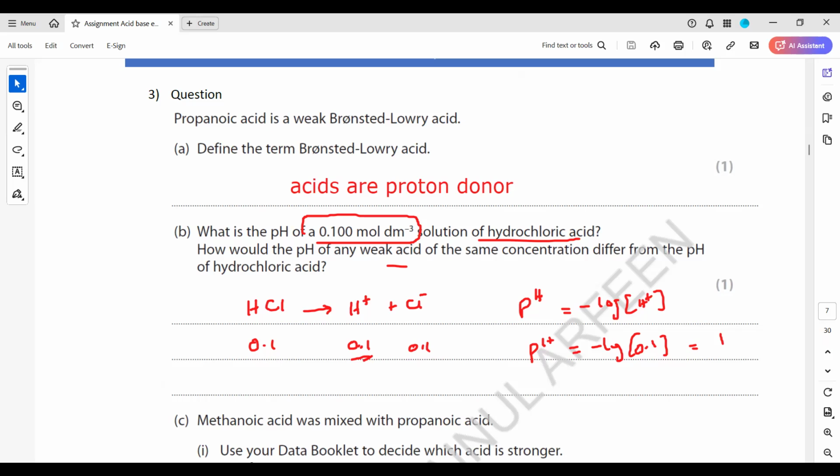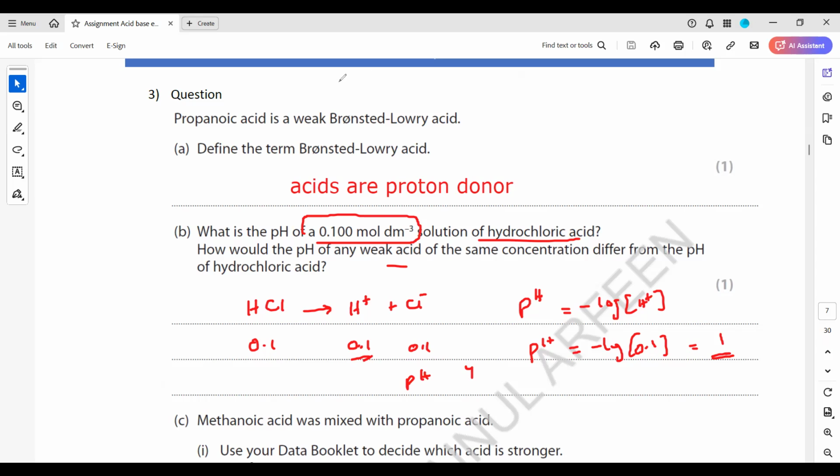Then what do we expect for a weak acid? For a weak acid, we expect the pH will be higher. If a strong acid is 1, the pH of a weak acid will definitely be greater than 1, but it will be less than 7. So we expect the pH maybe 4, you can say 5, but you cannot say 8, because 8 would be alkaline.